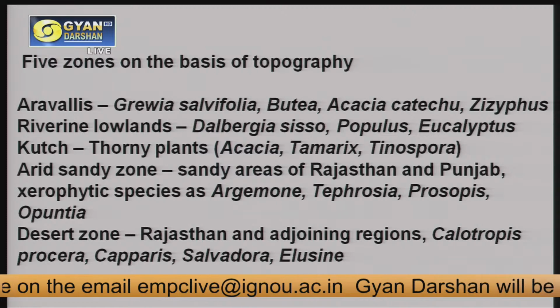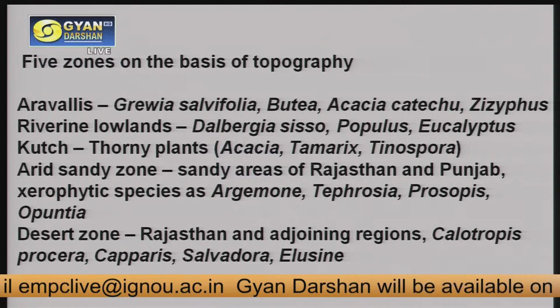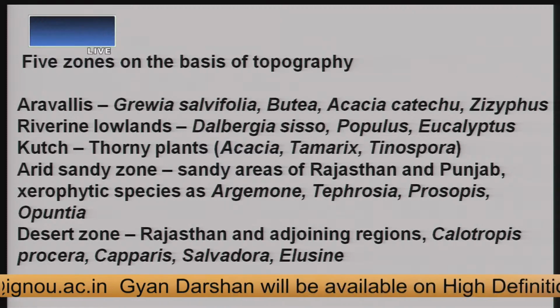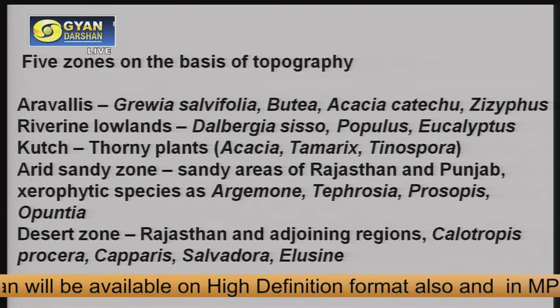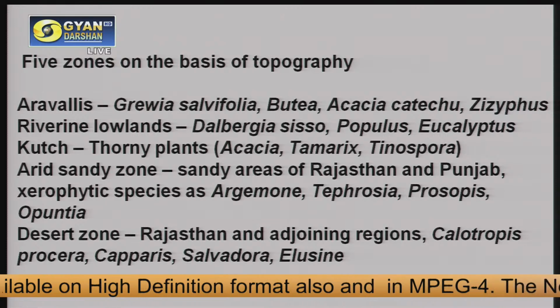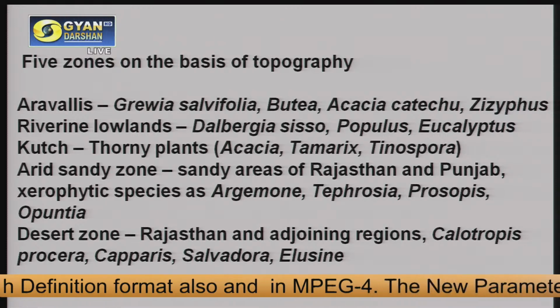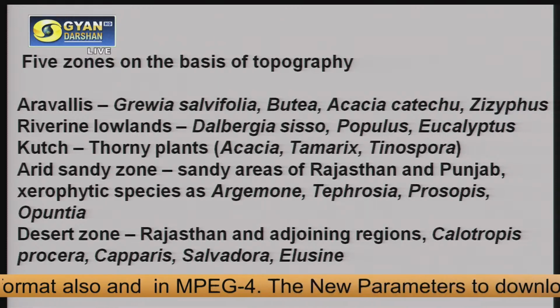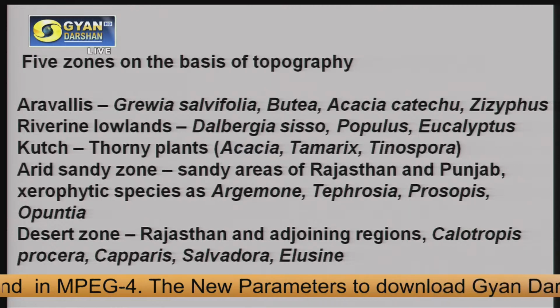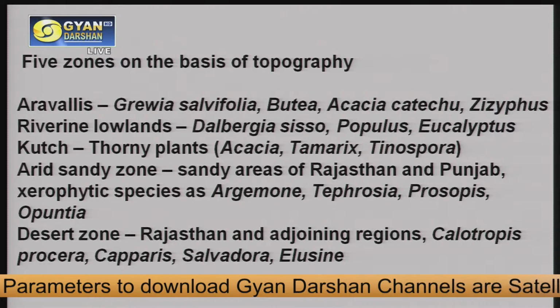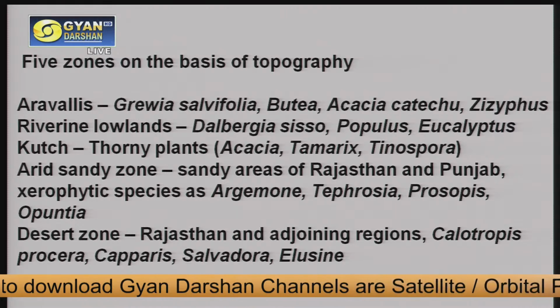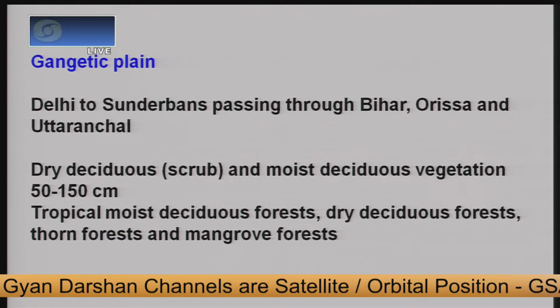As you can see, in the Aravallis you have the Butea, Acacia catechu, Ziziphus. In the riverine lowlands you have Dalbergia sisu, Populus, Eucalyptus. In Kutch you have Acacia, Tamarisk, Stenospora. In the arid zone, you have the xerophytic species like Argimon, Opuntia. In the desert zone you have Calotropis, Procera, Capparis, Eleusine and so on.